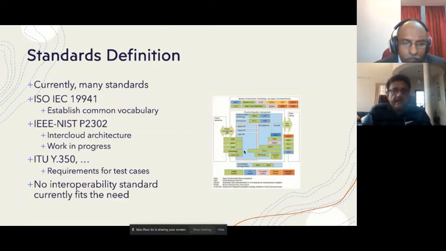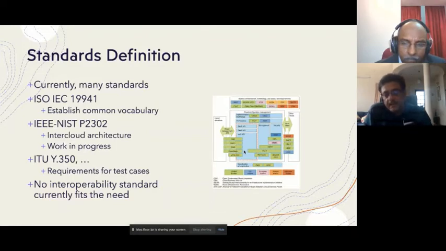Then there's the International Telecommunication Union, ITU, and of course that is a very important body as well. They've also taken up this question, and they've issued a series of standards starting with Y.350. These are actually requirements for test cases. When I say requirements for test cases, these are English descriptions of what the test cases need to be for formulating a standard. So this is an interesting effort, but again, this is not exactly a standard in the IETF sense of standard, where you define the standard APIs and the standard message formats.